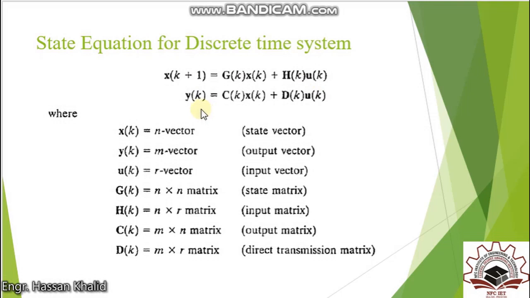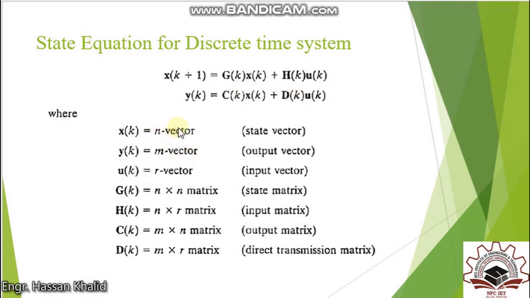Similarly, the output of the system is written as y of k equal to C of k x of k plus D of k u of k. Also, it is to be noted that this is a time varying system because the information being conveyed here, G of k, H of k, C of k and D of k, are all varying with respect to the instant k. Now if the system is assumed to be linear time invariant, then these variables k will be removed.